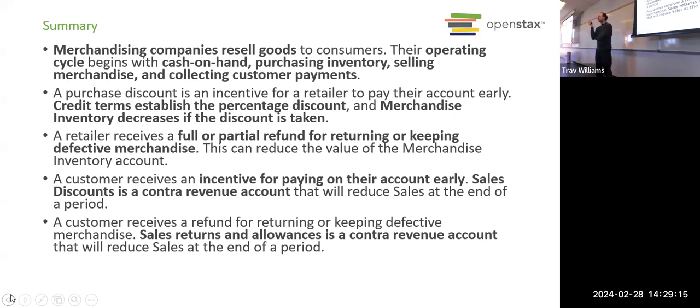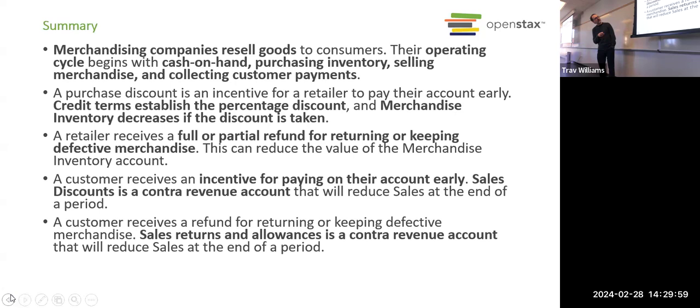So merchandisers are resellers or retailers. You can use any of those terms, but in accounting, we say merchandisers. So they take their cash, they buy some inventory, they sell that inventory, collect money from their customers, and now they've got more cash for a new operating cycle, right? So that is their operating cycle. When you make a sale to a customer and they don't pay you, you need to establish the credit terms. How long does the customer have to pay? Is there any chance they might get a discount, right?